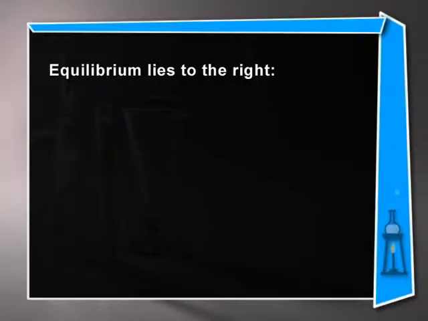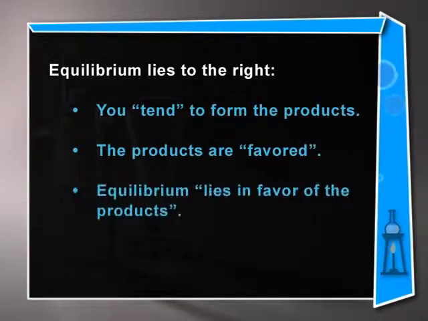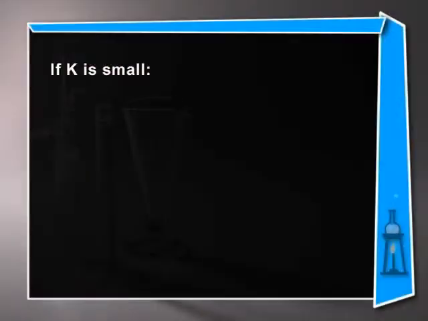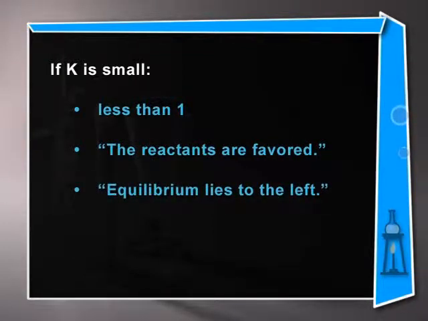And what is meant by the phrase, equilibrium lies to the right? Well, in a chemical reaction, the reactants are written on the left and the products are written on the right. So when we say equilibrium lies to the right, what this means is that you, quote, tend to form the products. The products are, quote, favored. Equilibrium lies in favor of the products. This is still kind of ambiguous, but we're going to elaborate on this a bit later. If you understand this or don't understand it, then the corollary statement that if K is small, or less than 1, the reactants are favored, or equilibrium lies to the left, is equally understandable or not understandable.